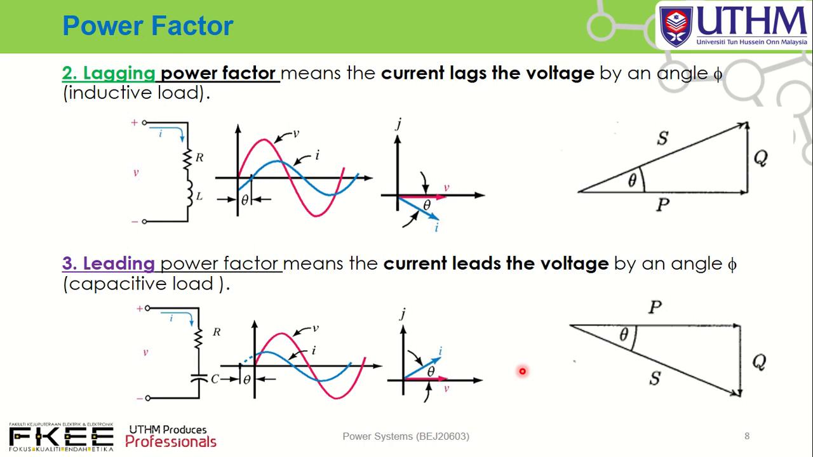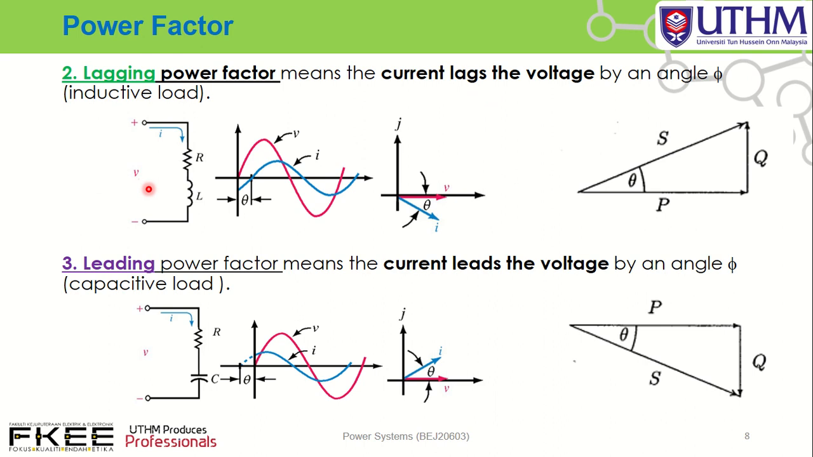Number 2, let's say we have an inductive load. What is the meaning of inductive load? It means that we have a combination of R, resistor, and inductor, either in series or in parallel. We call it an inductive load. When we have an inductive load, we call it lagging power factor. Why? Because the current lags the voltage by an angle of theta.